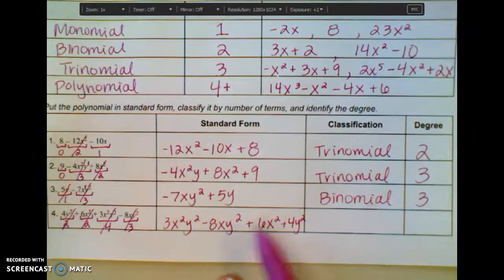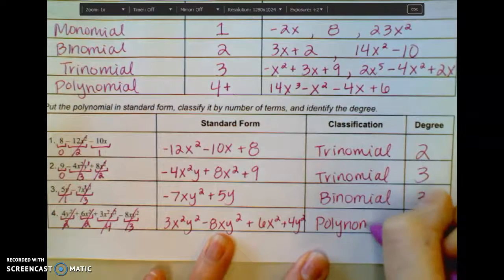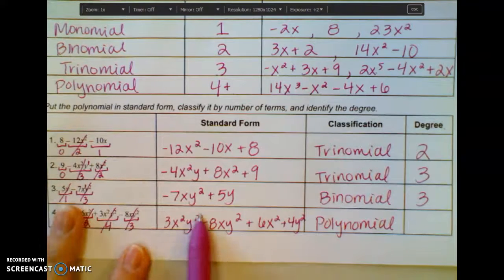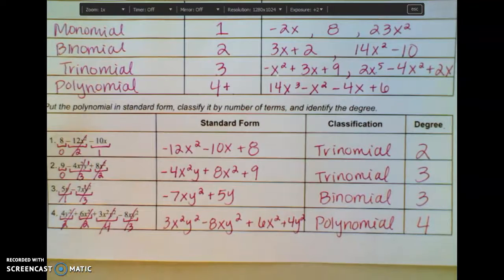Well, we have 1, 2, 3, 4 terms. That makes it a polynomial. And then the degree of this polynomial, we go to that first term when it's in standard form, and that 2 plus 2 gives us degree 4. Go ahead and head over to the 11.2 notes.